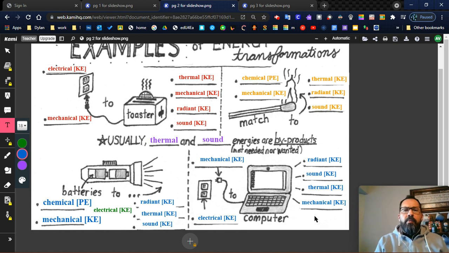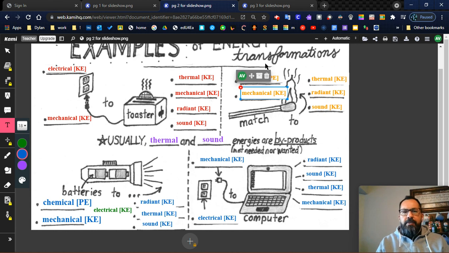So I want to pause here before we go to the last page and just point out that if you think about it, you can tell a story about what happens with the energy transformations. So keep that in mind as you're looking at the forms of energy and how they change. You can make the story of how these devices and different things work.